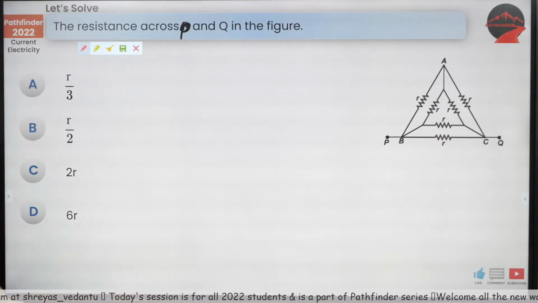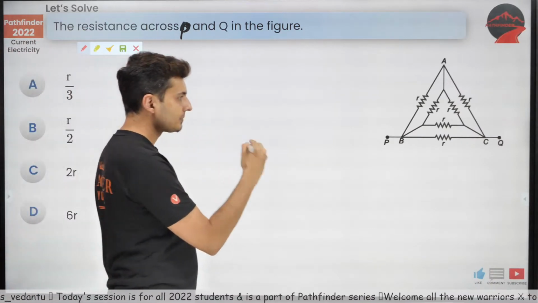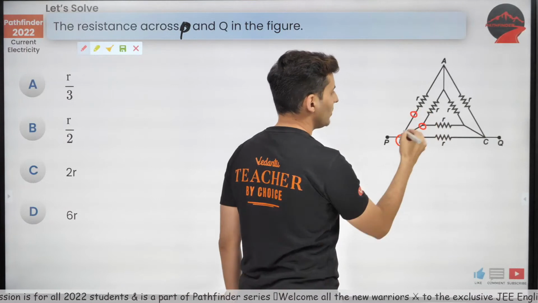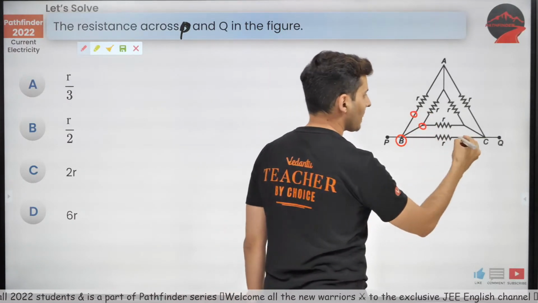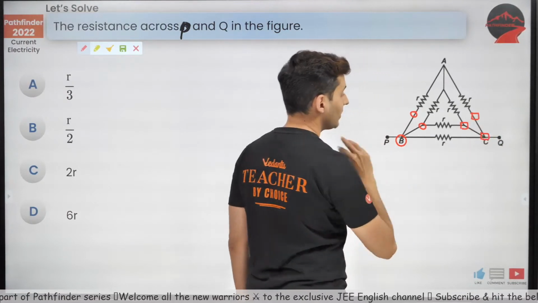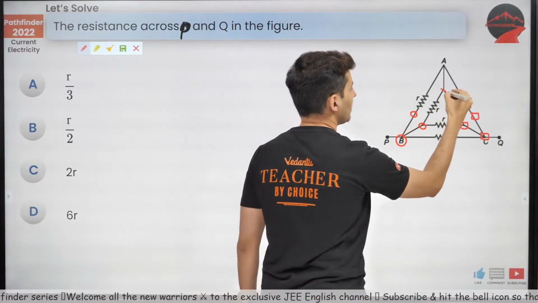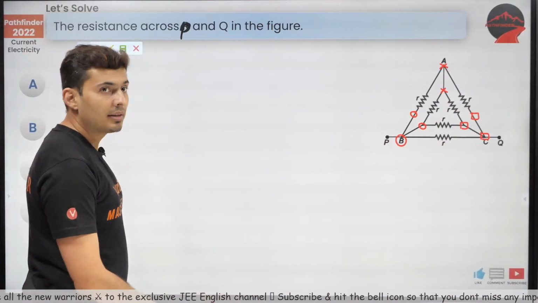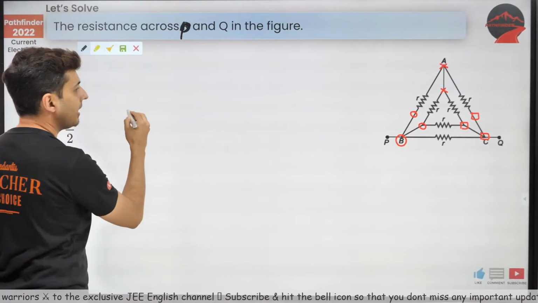All right, option A says Divesh. I'll tell you what. This point, same potential. This point, this point, this point, same potential. This point, same potential. Now let's draw the circuit again.